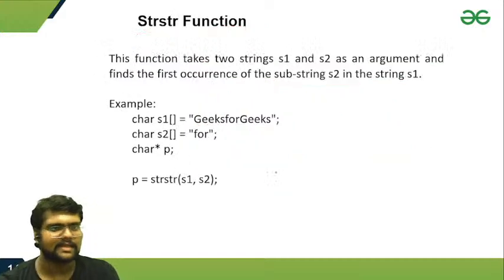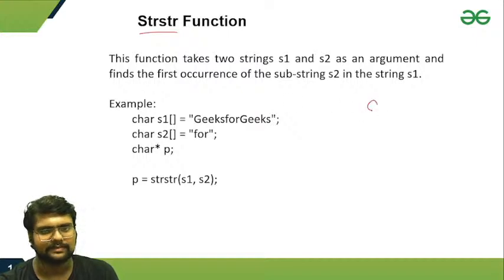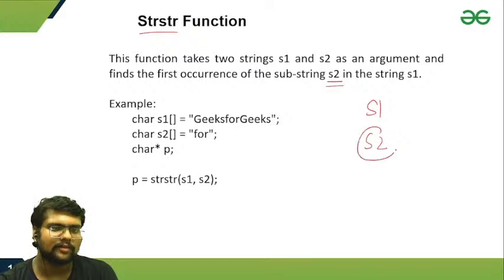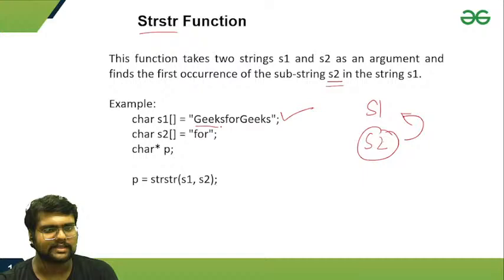Then we have the strstr function. The strstr function is used to find a string in another string. If we have two strings, s1 and s2, it will find the first occurrence of the substring s2 in the string s1. So if s1 is GeeksforGeeks, and we search for s2, which is for.